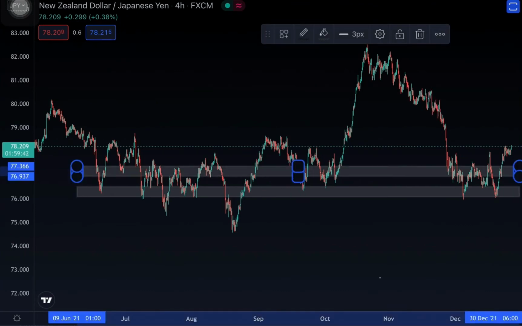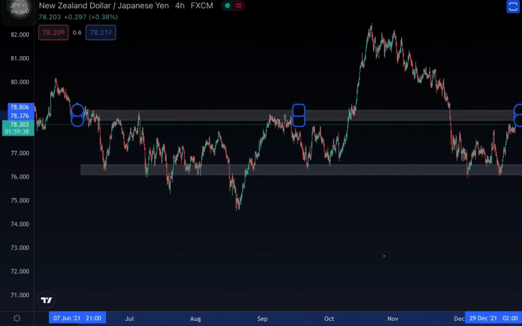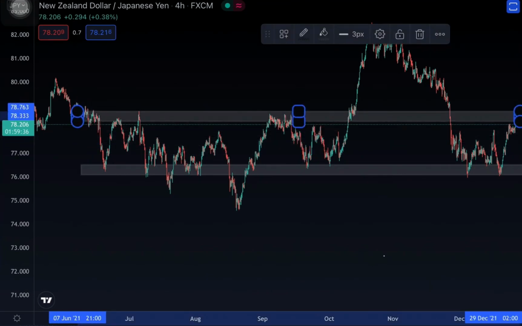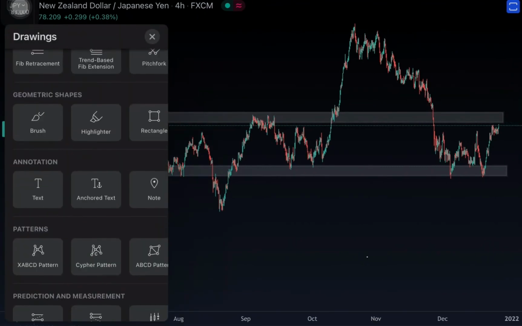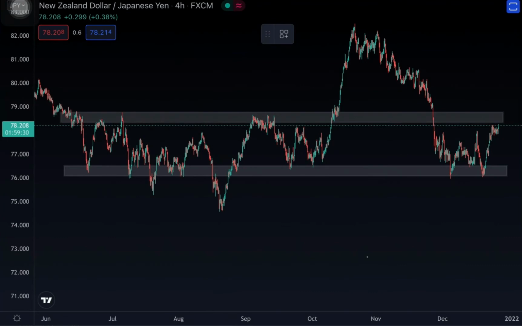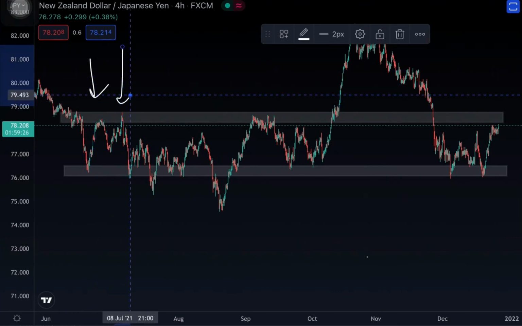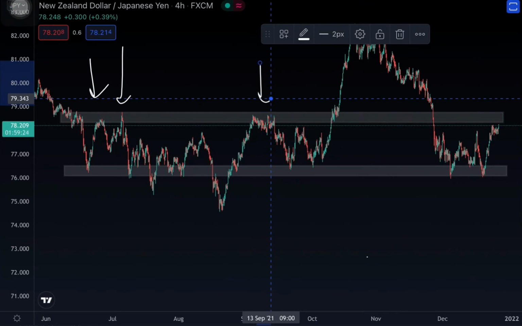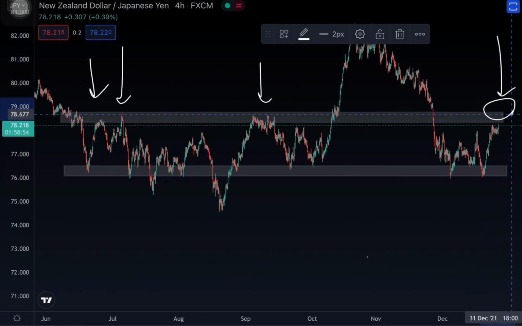In here we have a resistance area, as you see. In here, in here, in here, and in here. So we should expect a fall at this area.